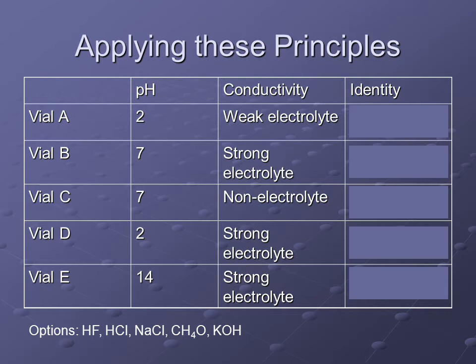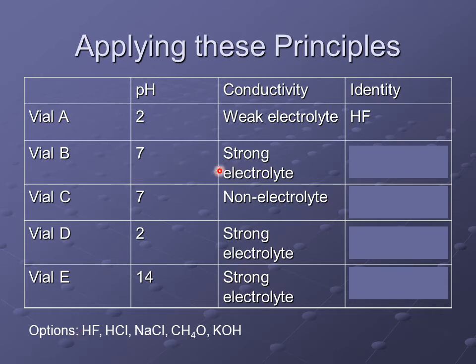Okay, I hope by now you've figured it out. Vial A is acidic, so that means it has to be either HF or HCl. Since it is a weak electrolyte, that means that this acid has to be a weak acid. HCl is a strong acid, so the only weak acid we've got here is HF. So vial A is going to be HF.